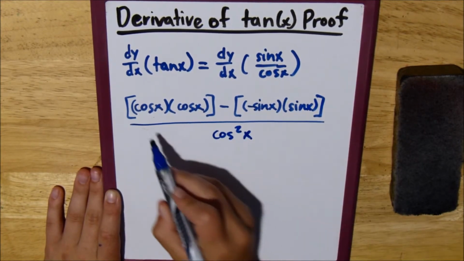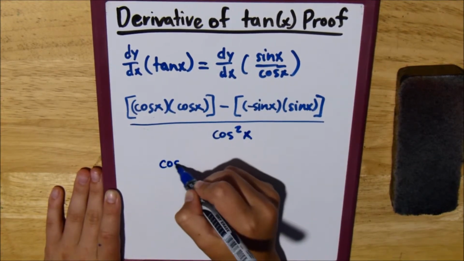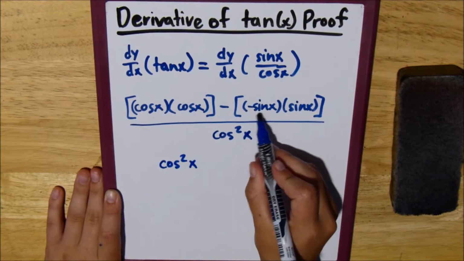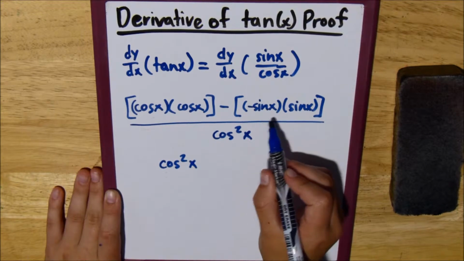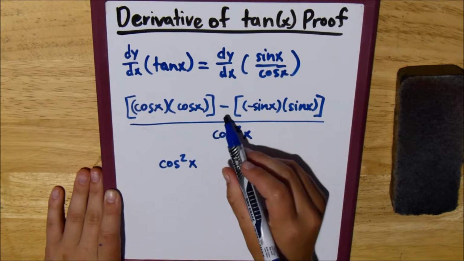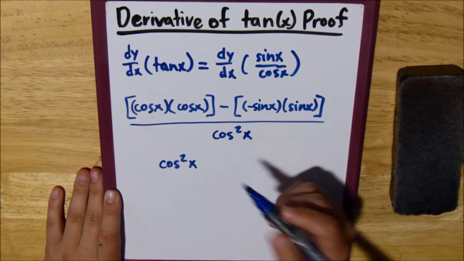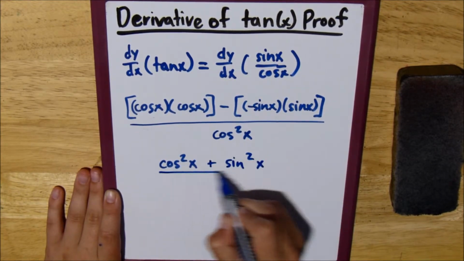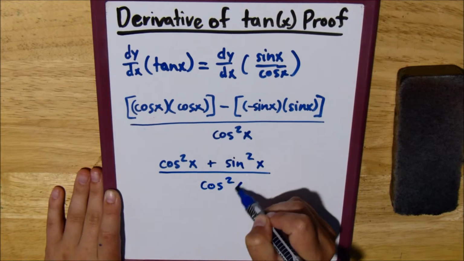Okay? So now let's multiply. So we get cosine squared x. We have negative sine of x times sine of x, that makes negative sine squared x, and then a negative and a negative makes a positive, all over cosine squared x.